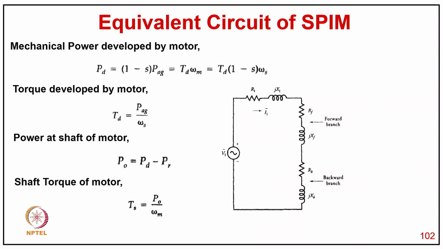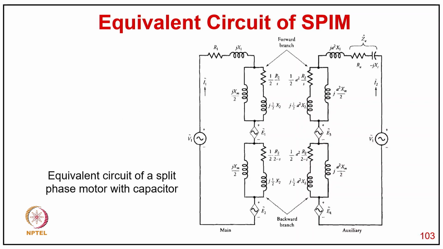So you can call the developed power PD = (1 minus S) into PAG, and that is T into omega, with TD times (1 minus S) into omega. So the developed torque is PAG upon omega, and the power at the shaft will be PO = PD minus PR, where the shaft torque is TS equal to PO upon omega.